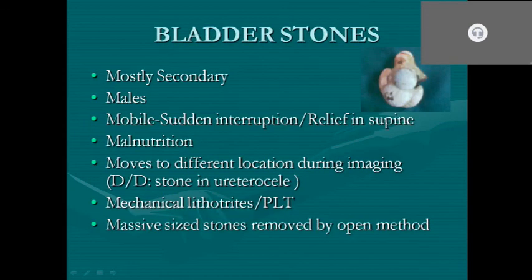Lastly, you should know something about bladder stones, which are mostly secondary and most common in males. The most important symptom of bladder stone is sudden interruption of urination, because it is most likely a mobile stone. When the patient stands, the stone falls into the bladder neck and obstructs the urine flow. When the patient lies down, the stone goes up again and urine starts. So intermittency of stream is a typical feature of bladder stone.